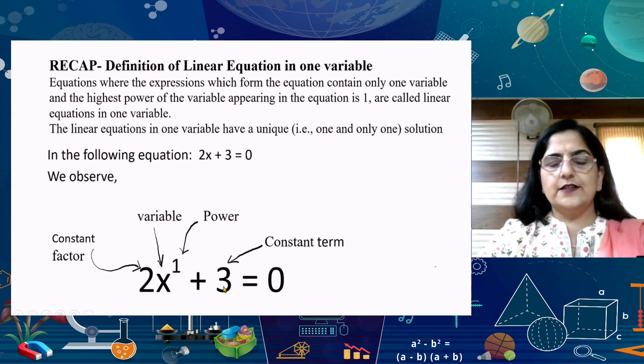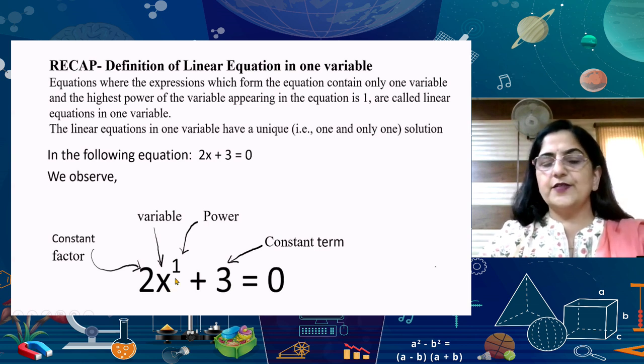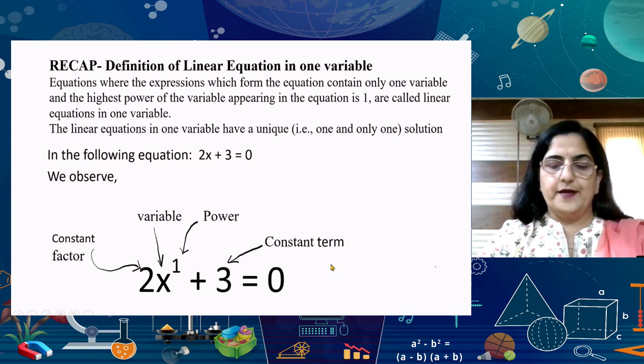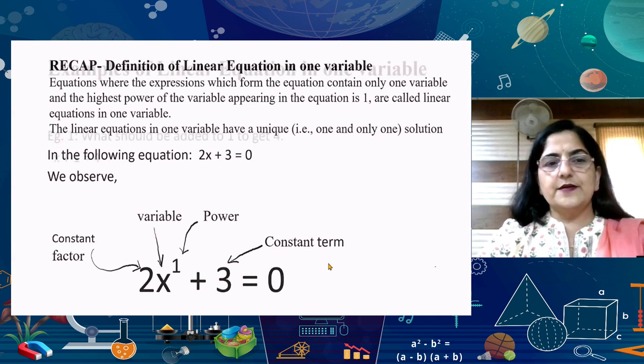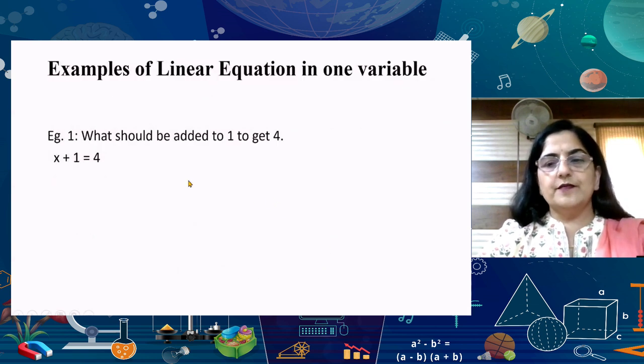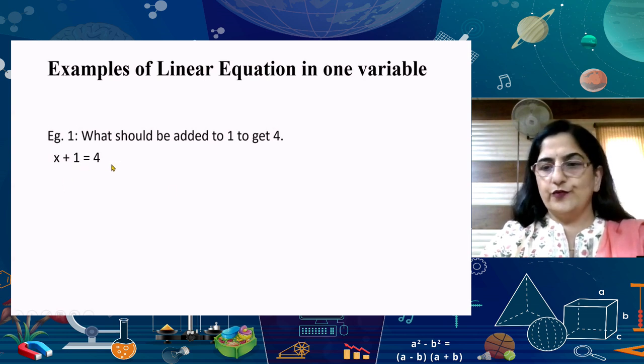Now other terms, this is a constant term, this is a constant term, but the term which has the variable, the variable has the highest power 1. So that's why it becomes a linear equation in one variable. Now let's take some more examples. Suppose there's a question, you can make a puzzle also like this. What should be added to 1 to get 4? So we can write x plus 1 is equal to 4.